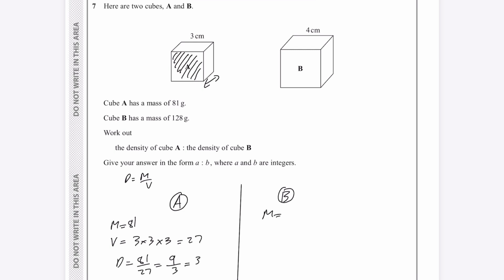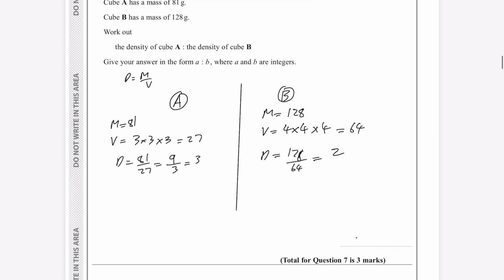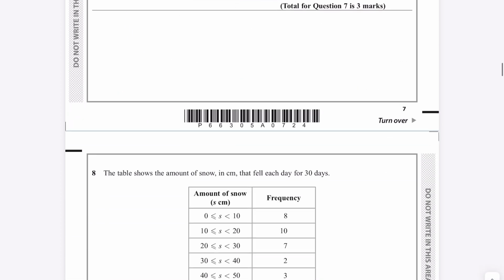With B, the mass is given as 128. The volume is going to be the cross-section, which is 4 times 4, and times that by the length, which gives us 64. And then the density is going to be 128 over 64. Now you can keep halving these numbers, so you can notice that 128 is twice 64, so that's going to be 2. So we are left with a ratio of 3 to 2 for A to B.